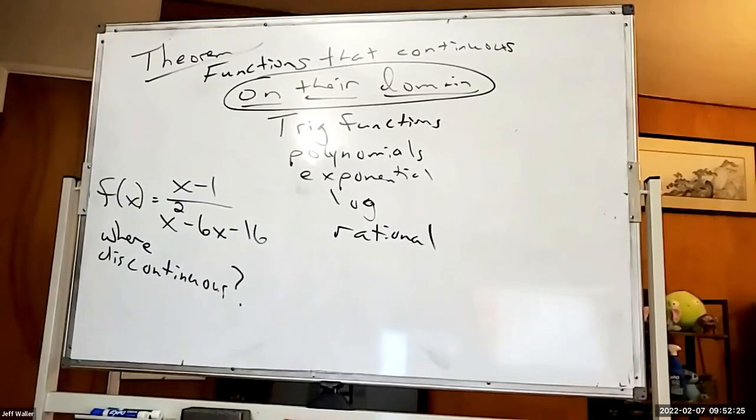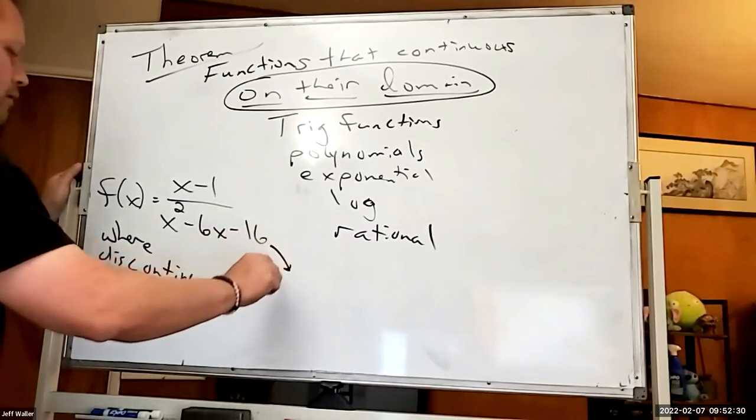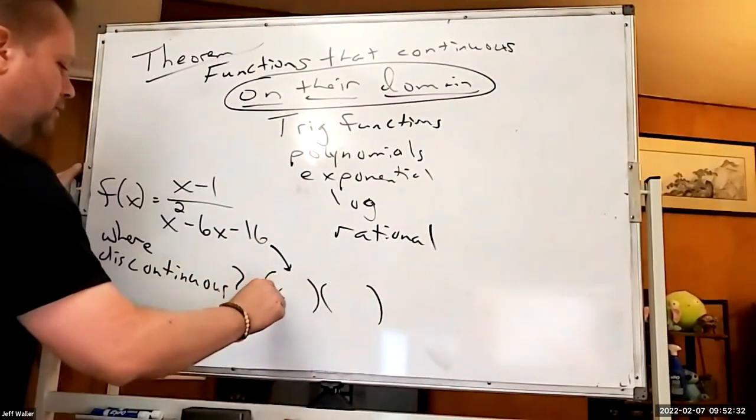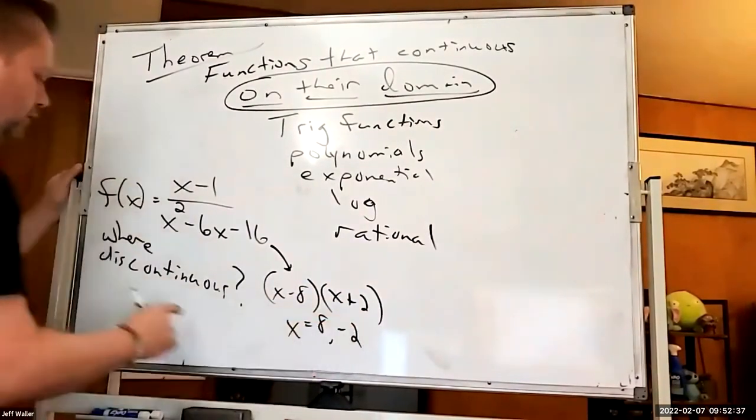At positive 8 and negative 2. How'd you get that? What'd you do? I factored the bottom, and then that's where it'd be undefined. X minus 8, x plus 2. So x equals 8 and negative 2. So that's where it's discontinuous.